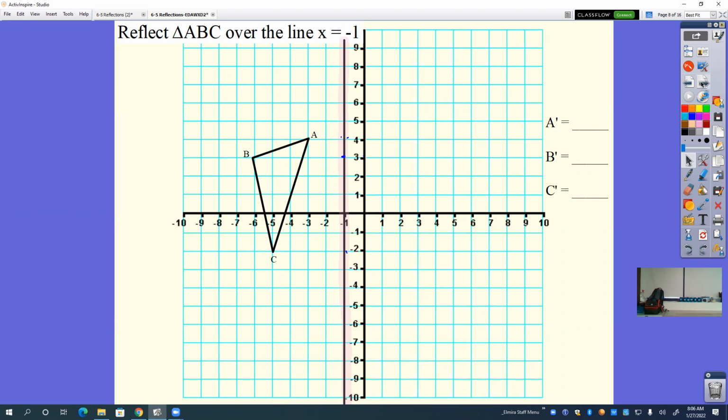Reflect across the line x equals -1. So that is a vertical line at x equals -1. We reflect the same way that we did yesterday over the x and y axis, only now we count to the line x equals -1. So 1, 2, 1, 2. That's A prime. 1, 2, 3, 4, 5. And then 1, 2, 3, 4. 1, 2, 3.